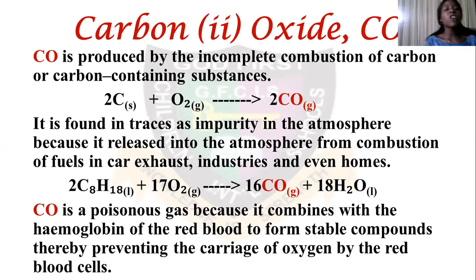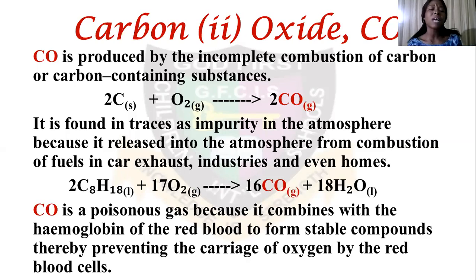Carbon monoxide is found in traces as an impurity in the atmosphere because it is released into the atmosphere from combustion of fuels in car exhausts, industries, and even homes. For example, the fuel that we use is made up of octane. When octane burns in a limited supply of air, you have carbon monoxide and water as the byproduct. So most times when there is combustion of fuel in cars and in industry, carbon monoxide is produced.